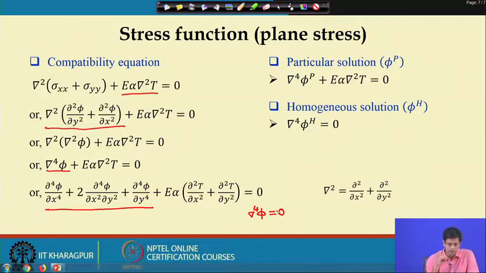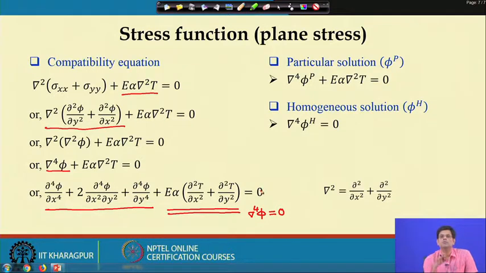The only difference now is the thermal part of the deformation. So, this is now a non-homogeneous equation, whereas the earlier one was a homogeneous equation. So, you will have a two-part solution again, the particular solution and the homogeneous part of the solution. Similar to the previous case, we can now solve this differential equation. Essentially, in the stress function approach, if you look carefully, the compatibility equation plays an important role.